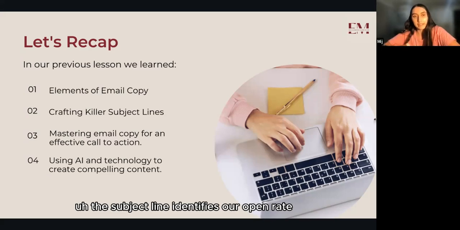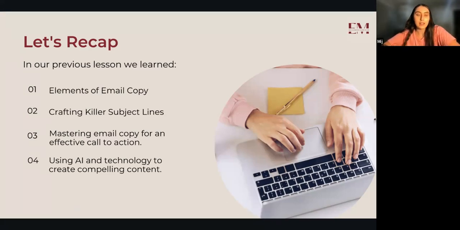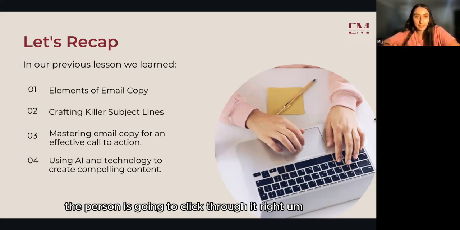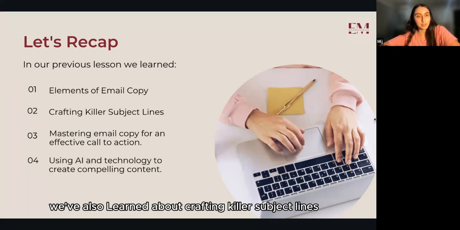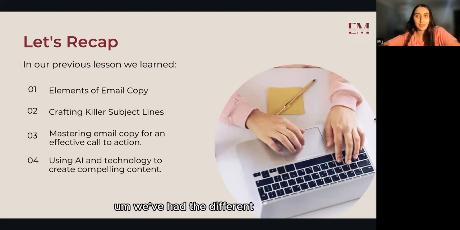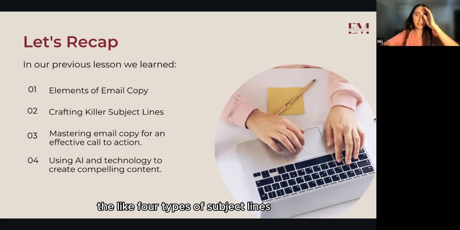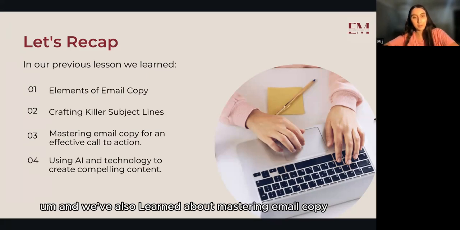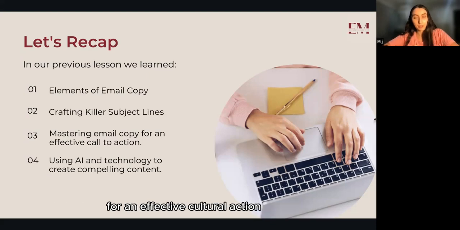Also, we've learned that the subject line identifies our open rates. The body copy identifies whether the person is engaged, and the CTA identifies whether the person is going to click through it, right? We've also learned about crafting killer subject lines. We've had 4 types of subject lines: either it's blind or curiosity, direct, or the proof of results. And we've also learned about mastering email copy for an effective call to action.